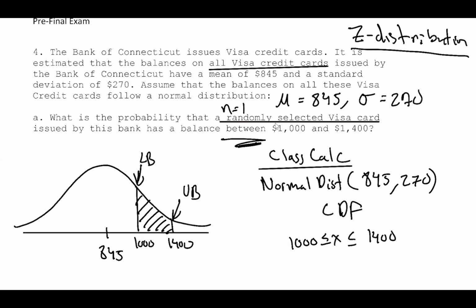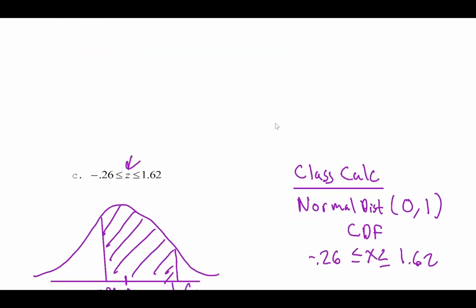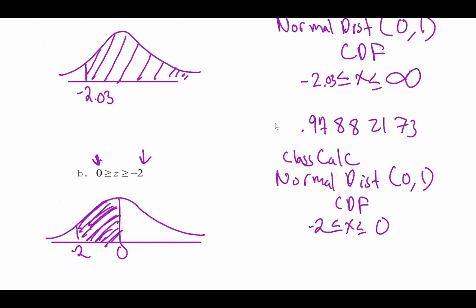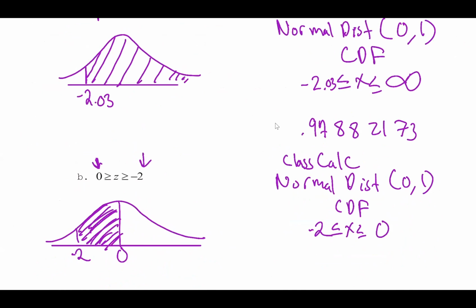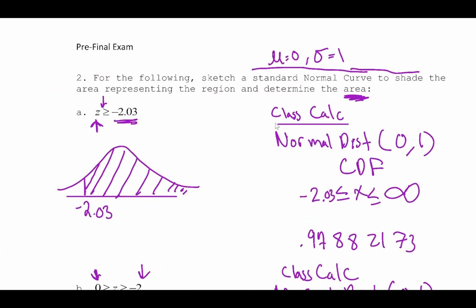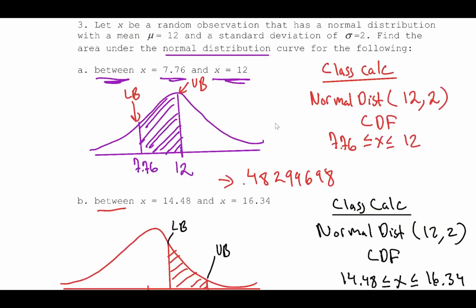When it gives you the normal distribution, like the standard deviation and the mean, that's when you use it, right? And you only use 0 and 1 when they don't? Yeah, you use 0 and 1 when they give you the z value. Because if you look at this one, they told me z between negative 0.26 and 1.62, or z between -2 and 0. But if you look at number 2, the reason we know it's 0 and 1 is because it gave us a z value. Okay, got it. Thank you. Cool.